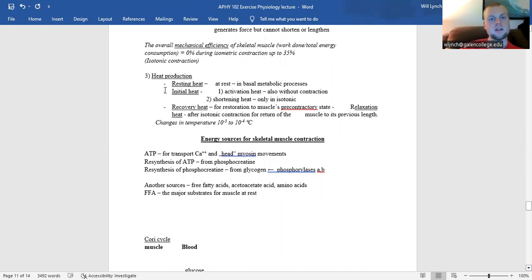All right. The initial heat is going to be the activation heat. This is going to be whether we're having contraction or not. Shortening heat is only going to happen during isotonic contraction. Recovery heat is the muscle heat that's produced after the exercise is over. So for the restoration of the muscle's pre-contractile state, we are releasing heat as well during that time.